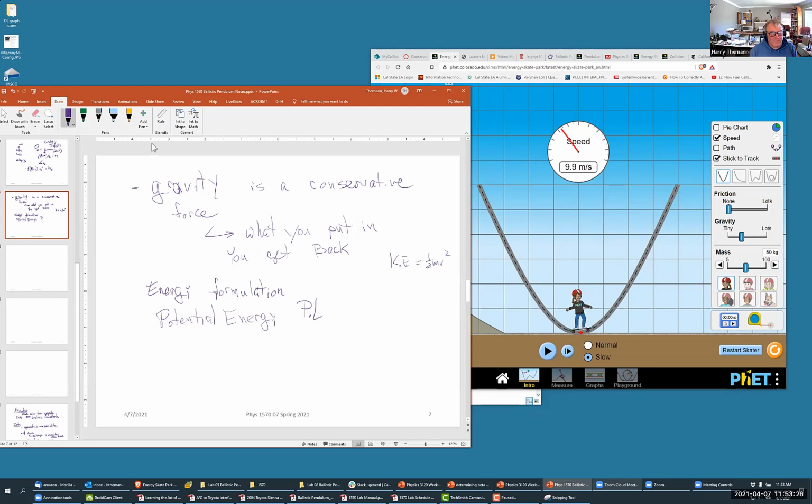So for a conservative force, and most especially gravity, for any conservative force, this means that there exists a PE formula. So for gravity, it equals the mass times the acceleration of gravity times the height.